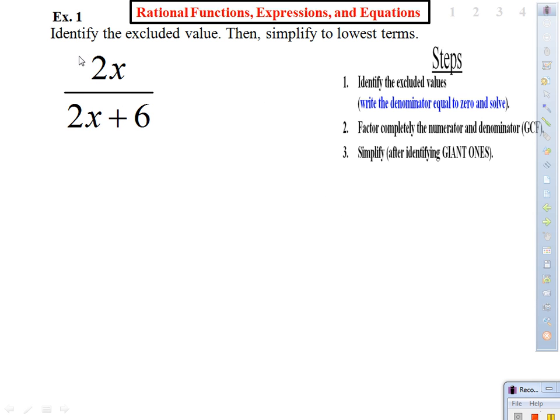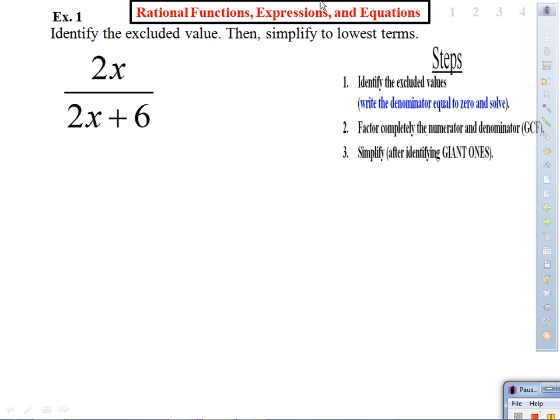Example number 1. It reads, identify the excluded value. That's what we're doing. But then I want you to do something extra. What is it, Mr. Q? Simplify to lowest terms. 2 things we're going to do. Right now, just copy that, and I'm going to show you how to do those 2 things. Here today, 2 things. The first one, identify the excluded value. I'm sorry. Identify the excluded value. All right? You'll copy at the end. I'll give you time. Here it goes.